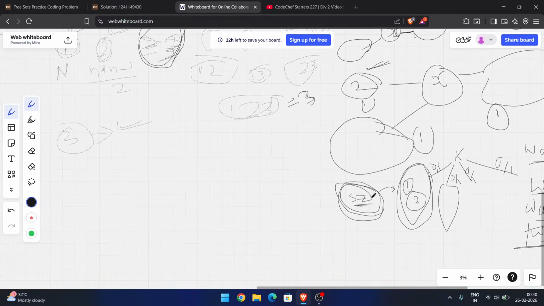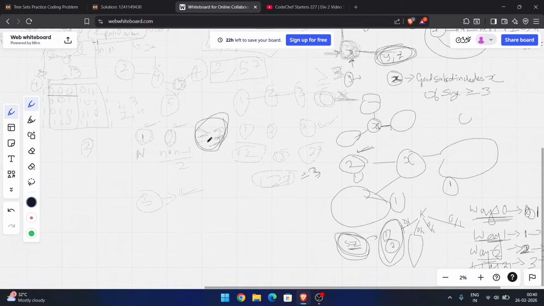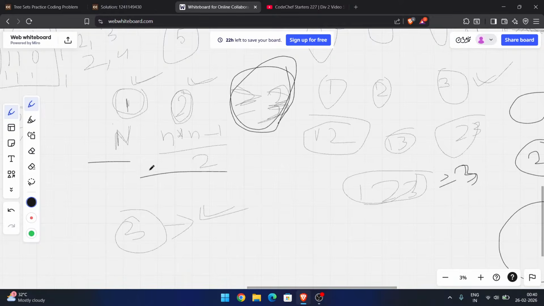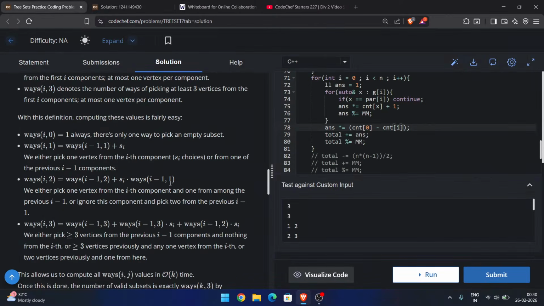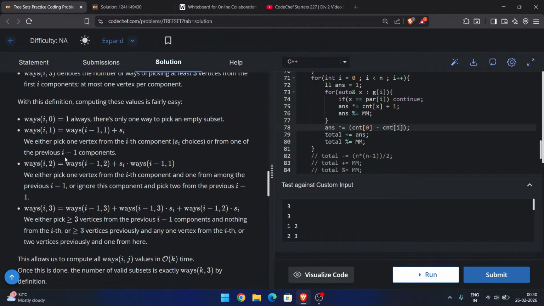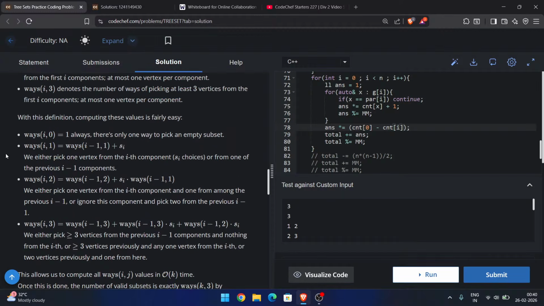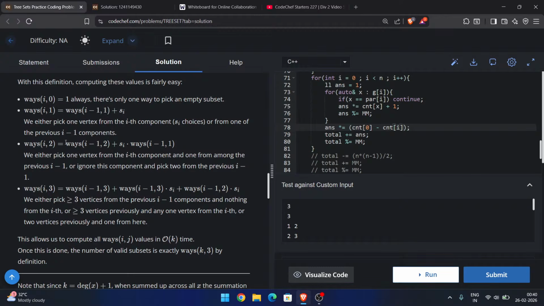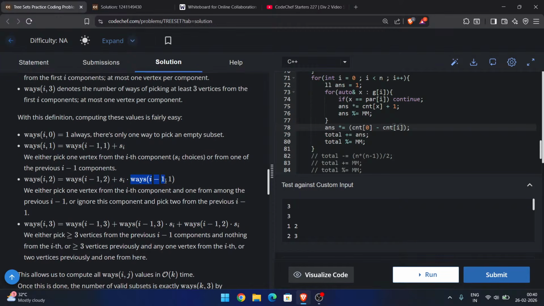Why this 3? Because everything less than 3 we have already included in our answer by calculating this n into n minus 1 by 2. So that is what they are doing here. The number of ways would always be 1. What would be the number of ways to select 1? That would be whatever the number of ways for selecting 1. If we don't select anything from this branch, it is this. And if we select from this branch, then it would add the size of this branch. Similarly, for number of ways for 2, if we don't select anything from this, then it would be the same only. But if we select anything, then it would be this.